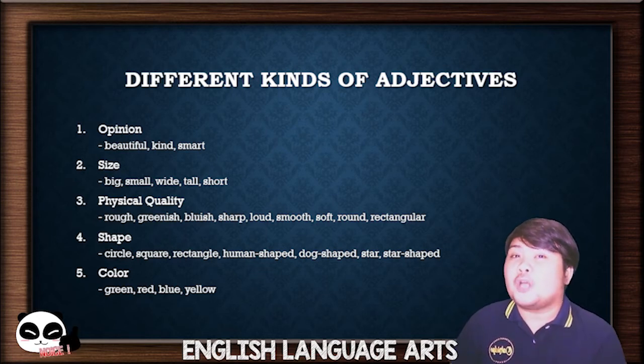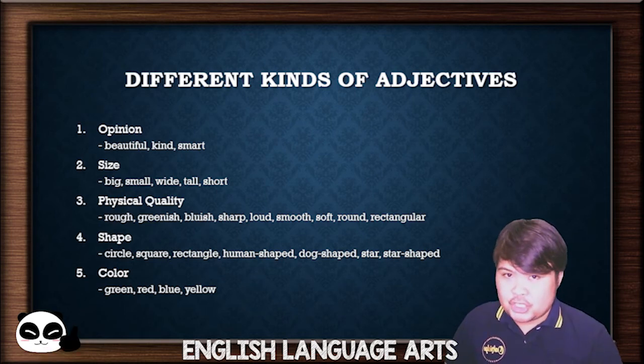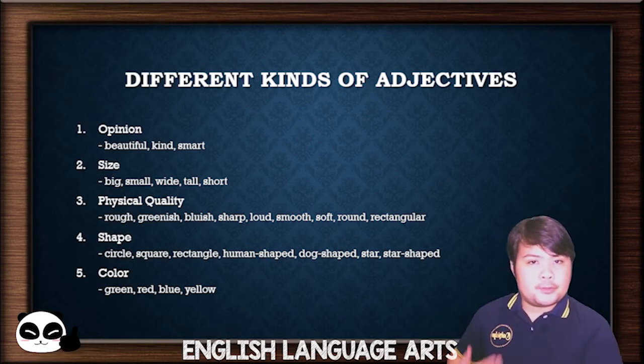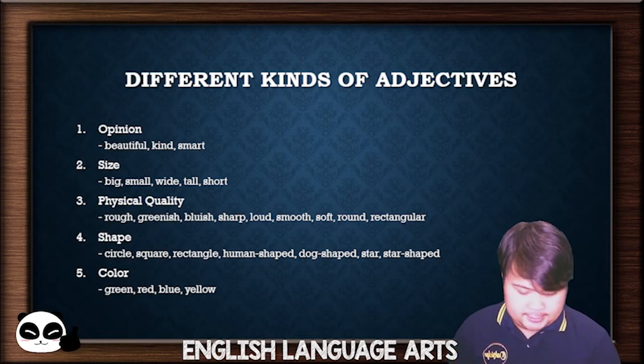When you say circular, that is physical quality. But when you say circle, that's shape. Okay? Don't worry, as you go through this, you will see the different kinds of adjectives, and I want you guys to get used to it.